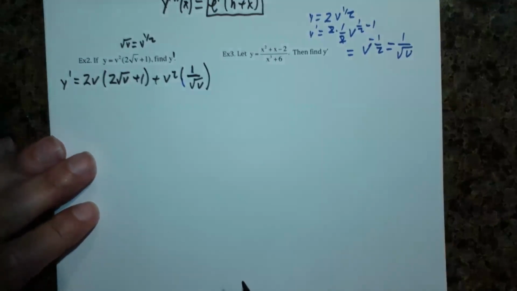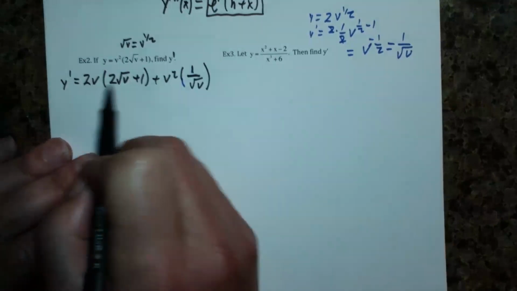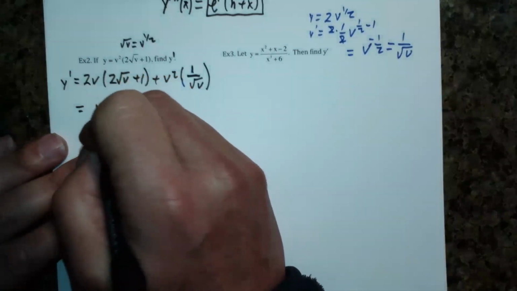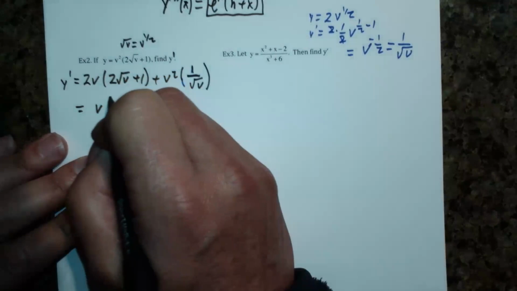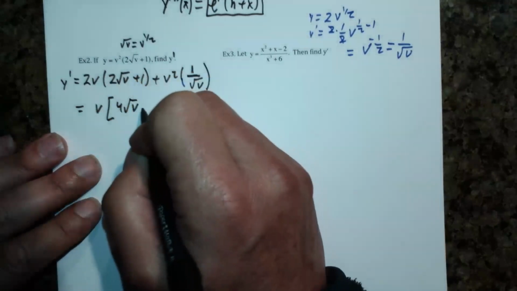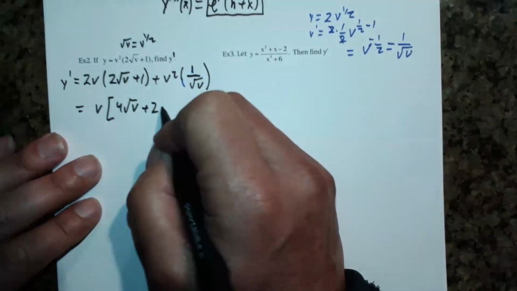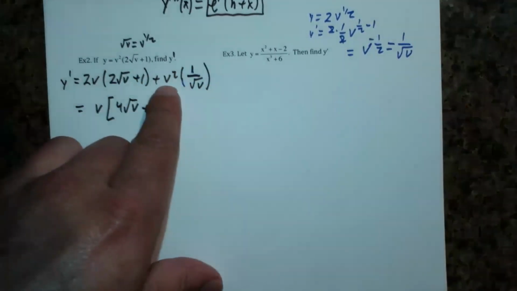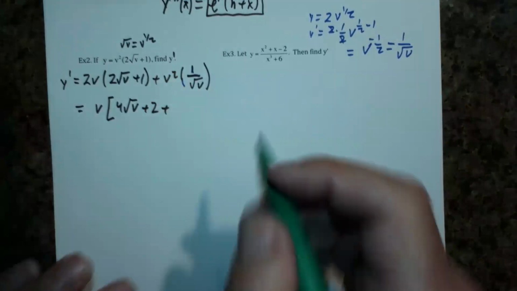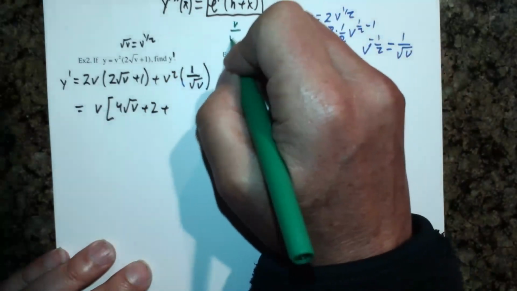And I'm going to notice that between here and here, I can factor a v out. And I'm left with 4 root v plus 2. Plus, now, when I factor a v from there, I'm left with v over root v. And let me show you real quick the algebra on that. V over root v.